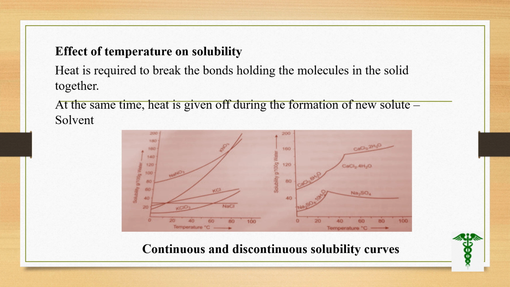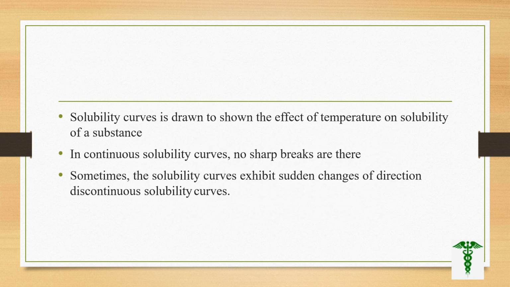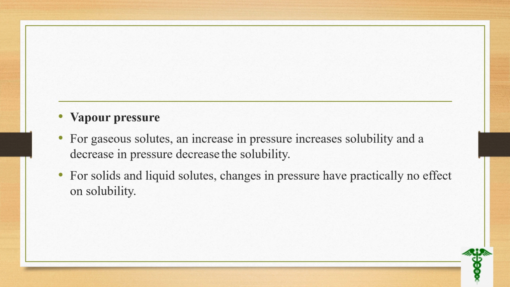If you are giving more heat like that, what happens? It becomes first 4 molecules of water, then 2 molecules. So instead of a continuous peak, we can see a discontinuous solubility curve in case of the hydrated form. In a continuous solubility curve, we can tell that no sharp breaks are there, and the solubility curve shows the representation of changes of direction.